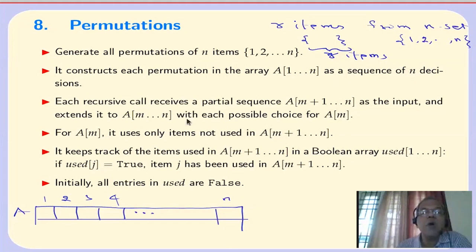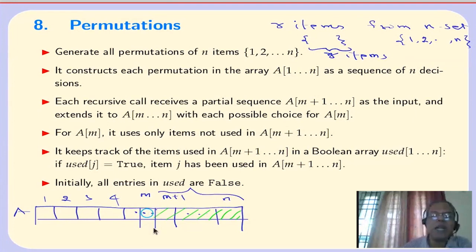Let's say each recursive call receives a partial sequence. This is m plus 1. So in m plus 1 to n, we have already put values, and the call itself will put an additional value. This is already done. We have already put values in m plus 1 to n, and we will put a new value in m. We are extending it. Of course, I could have started from 1 also: in 1 to m, we have already put values and we want to extend it to m plus 1.